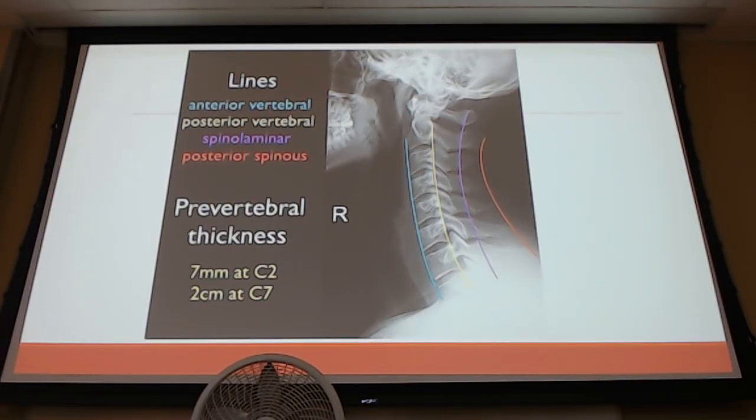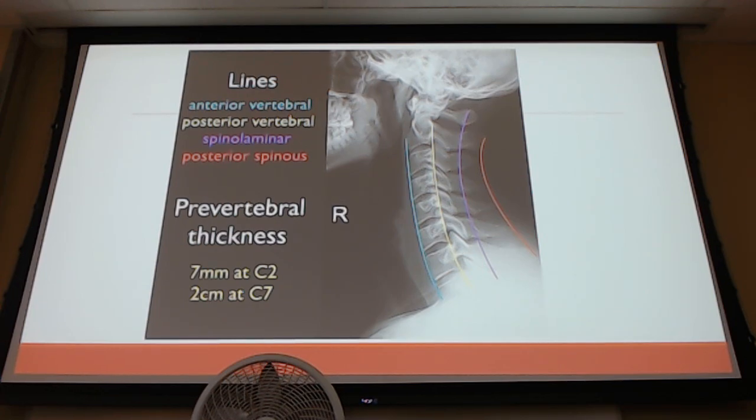All right, and here are the lines we're looking for when we're evaluating an image. We don't normally get a plain film of the cervical spine or any of the spine. Most everything we do is going to be CT, but here are the lines that we're looking at, and these correlate with where those ligaments are and what sort of stability we have in the spine. So it's important we assess that entire area, and then we have straight lines.